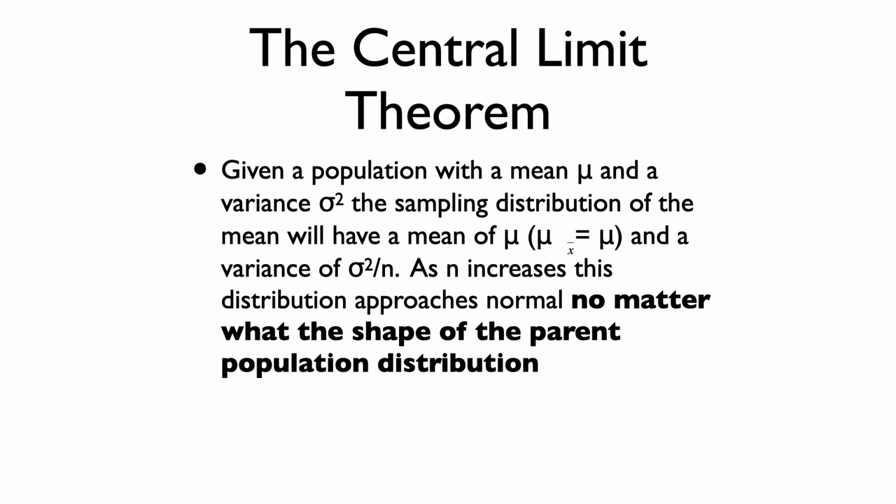As n increases, this distribution will approach normal, no matter what the shape of the parent population distribution. I bolded part of that because that's pretty powerful. That's telling us no matter what the parent population distribution looks like, we're going to get a normal distribution for mu, mu sub x bar. So this is the sampling distribution of the mean. This is going to be true in all situations. This is going to be true even if you have a variable that only has two possible values.